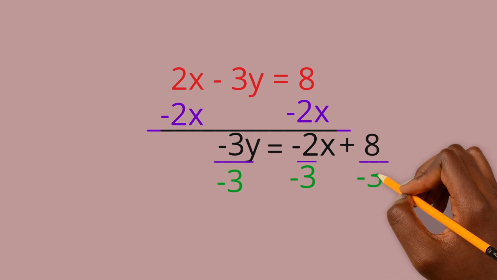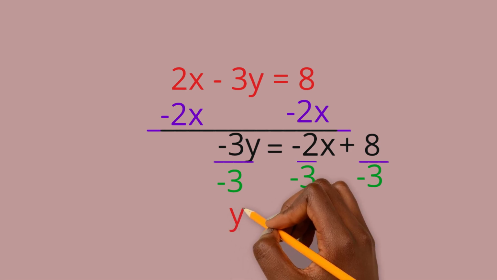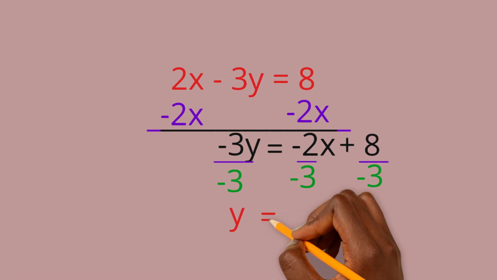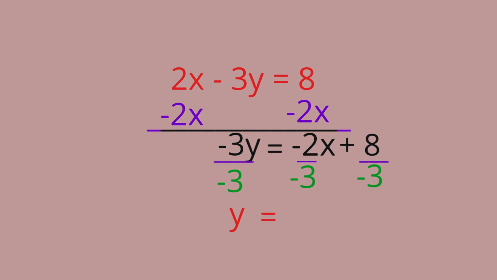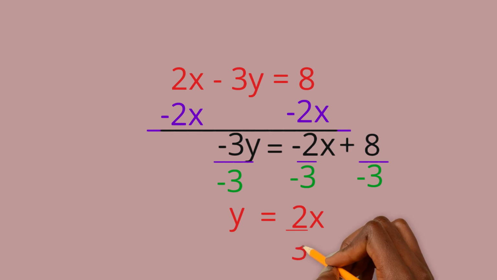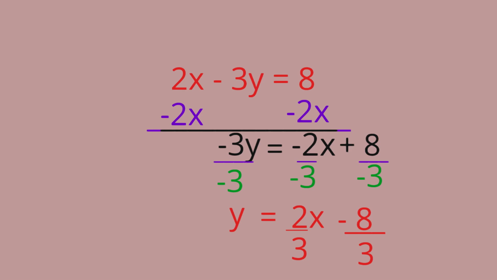Negative 3 divided by negative 3 leaves me with 1y. We do not need to write the 1. We just write y, which is equal to negative 2 divided by negative 3. When you divide 2 negatives, your answer will be positive. So this would give us 2/3 x. 8 over negative 3 cannot be simplified, so we write it back as is, which is minus 8 over 3. This means our slope will be 2/3 and our y-intercept will be negative 8 over 3.